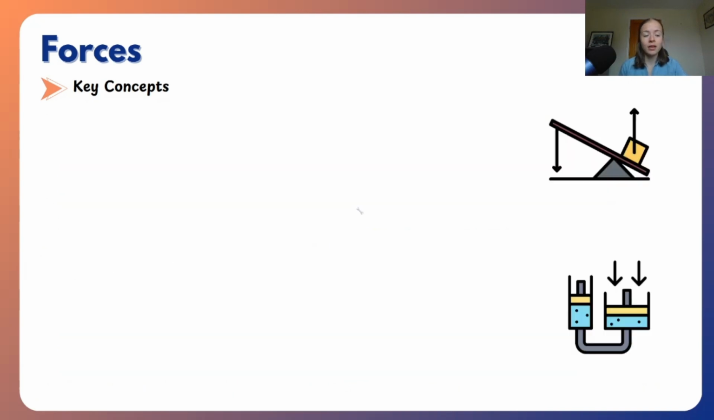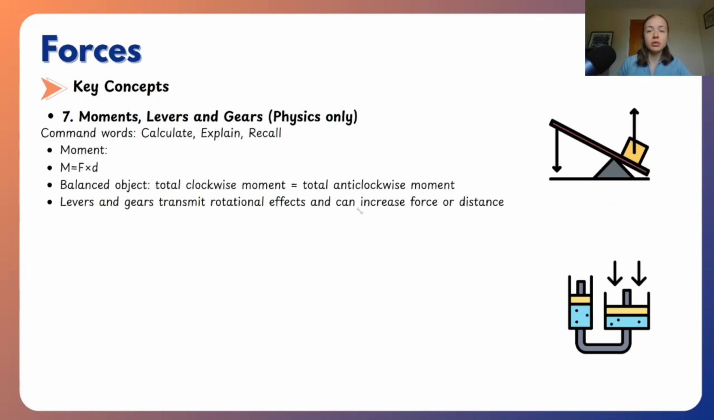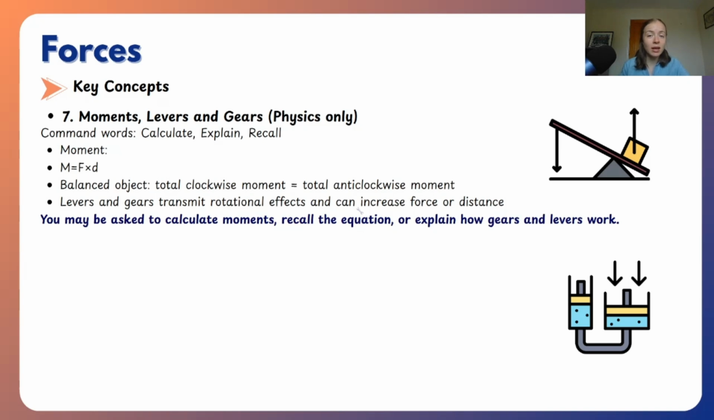For moments, levers and gears, which is a physics only unit, you need to be able to define a moment and calculate a moment using our equation, M equals F times d, and also understand that a balanced object means that the total clockwise moment equals the total anti-clockwise moment, and that levers and gears transmit rotational effects and can increase force or distance. So you might be asked to calculate moments, recall the equation, or explain how gears and levers work. Make sure that when you're going through this unit, you can cover each of these points and answer a question about it.